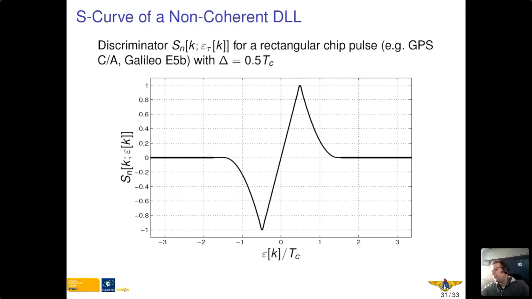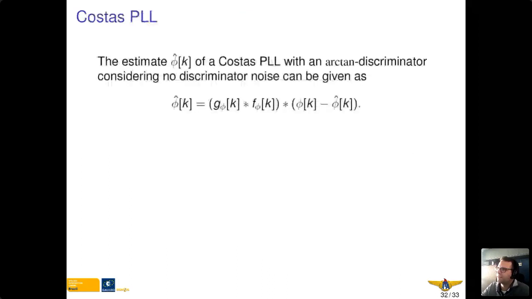This linear region is sometimes also called the pull-in region. So we have to initialize the DLL in this linear region also. So we have to pull in the signal in this linear region. Otherwise, our loop would diverge, or the linearization is not valid anymore.